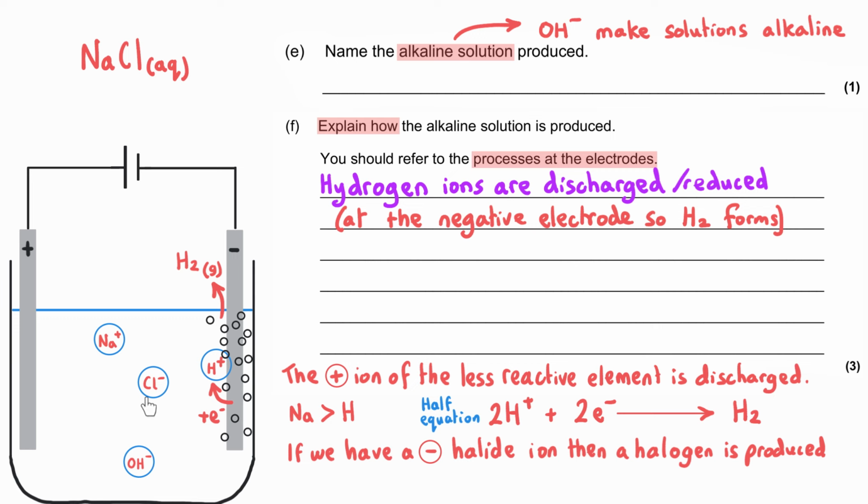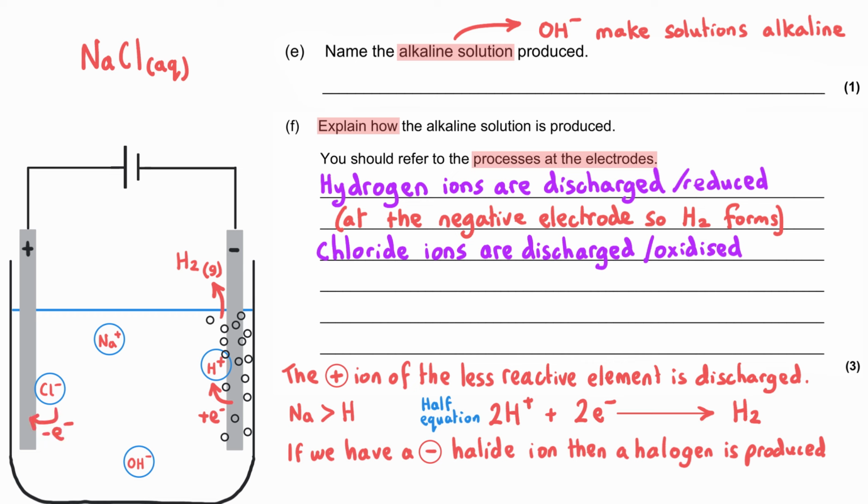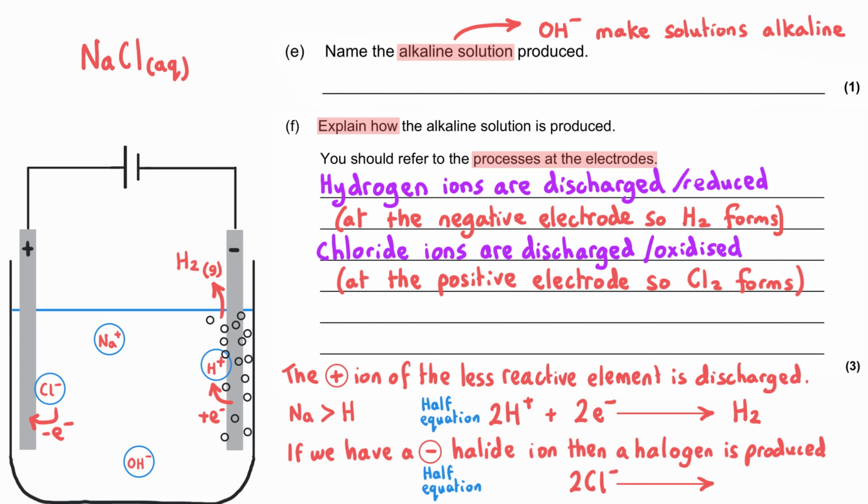But we do have a halide ion here, so it will be the chloride ion that moves across to the positive electrode, where it will lose its electrons and it will be oxidized, which means that the chloride ions are discharged and chlorine is produced. And so the half equation for this is 2Cl- turns into Cl2 plus 2 electrons. And so you can see we've got a neutral diatomic molecule of chlorine produced at the positive electrode. And again, we would see bubbling.